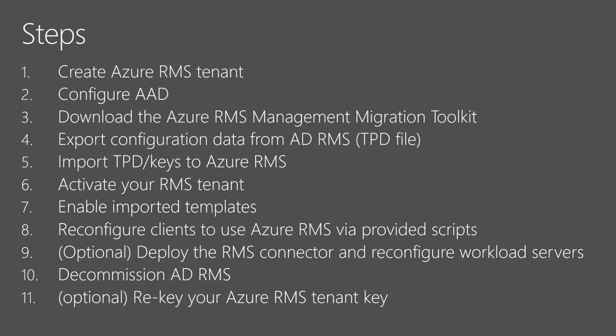You import them into Azure RMS, you activate the tenant, you enable the same templates and policies that you already had, you enable them in the cloud. You reconfigure the clients via some scripts, you reconfigure your servers by deploying the RMS connector, and then you shut down ADRMS. And if you want, at the end of that, you may want to do the bring your own key with a new key, so you don't have the same key that you had on premises before. The old key is still available for consuming the existing content, but you get a new key for all new content.